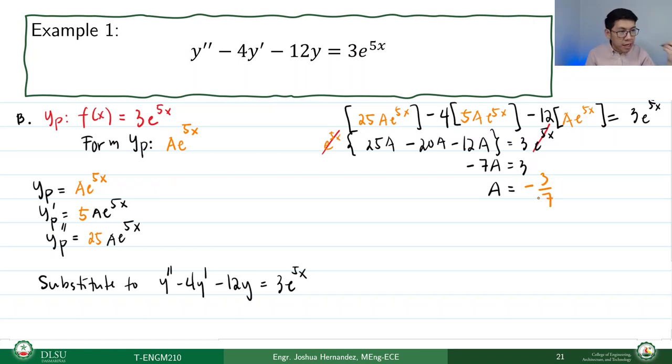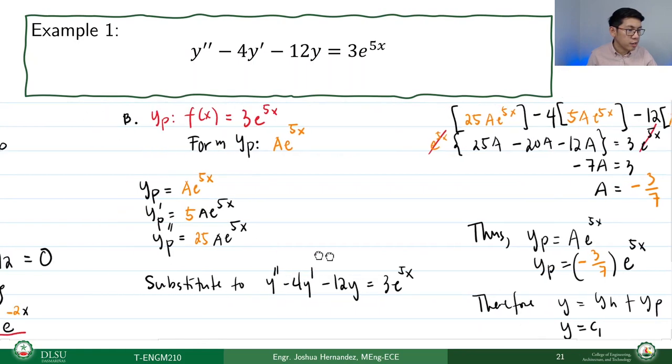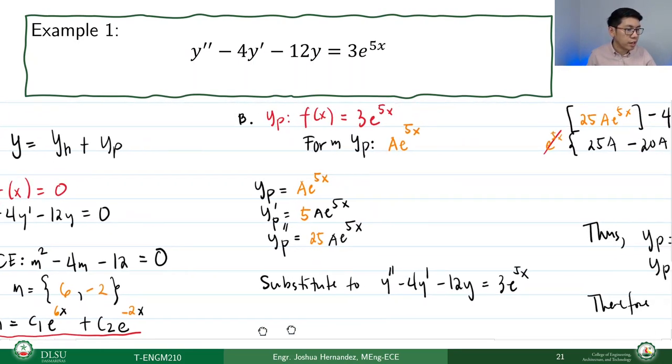So, we have now determined the undetermined coefficient. Thus, our YP, since its trial form is A e raised to 5x, we're now going to have YP equals negative 3 over 7 e raised to 5x. And therefore, since y equals yh plus yp, our general solution will be y equals c sub 1 e raised to 6x and c sub 2 e raised to negative 2x, plus the particular solution.